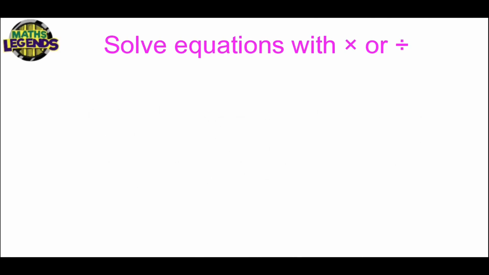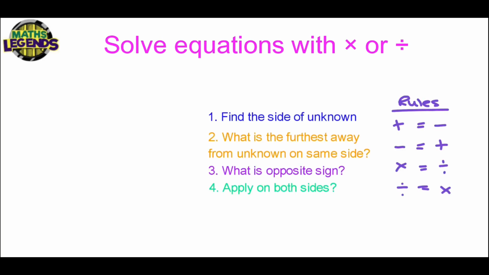Solve equations with times or divide. Now to help solve these equations, we're going to use some rules. So let's look at these rules with an example. Let's say we have an equation 4t equals 12. And to help understand this, we need to understand what is meant by 4t.